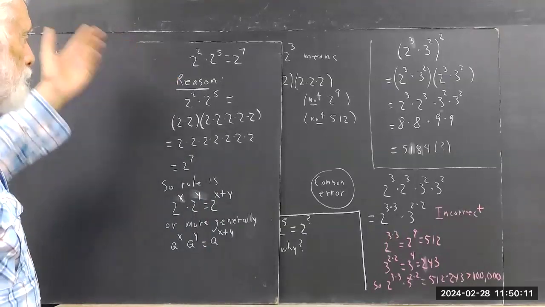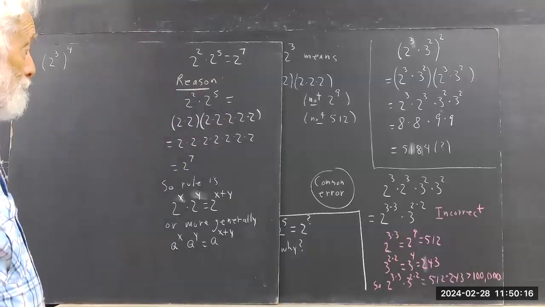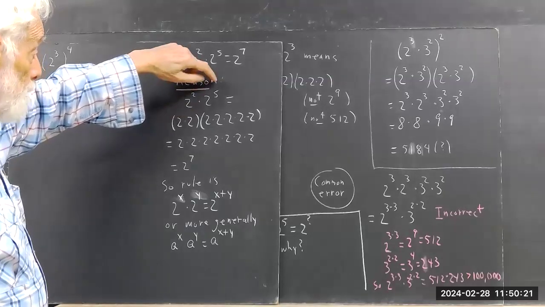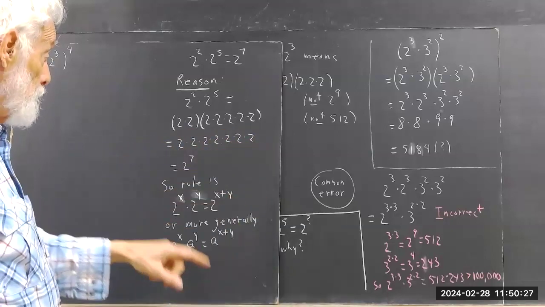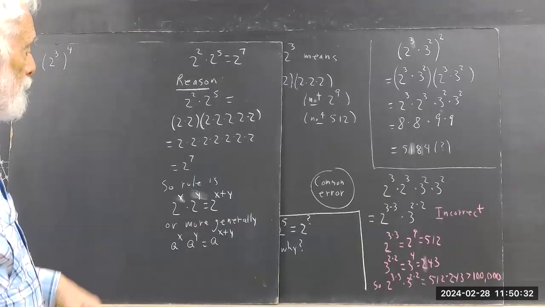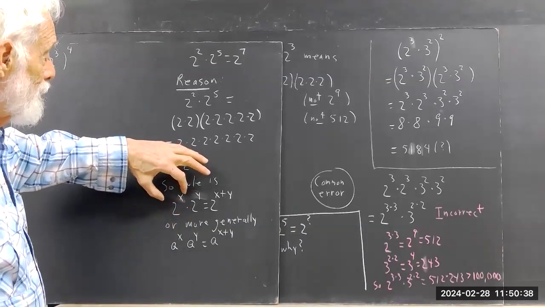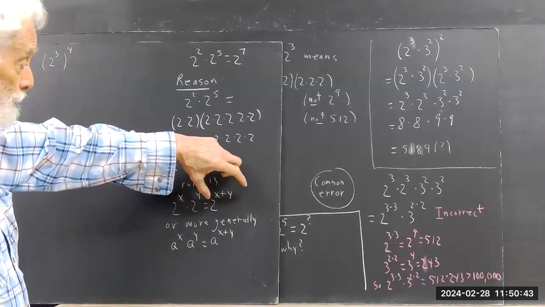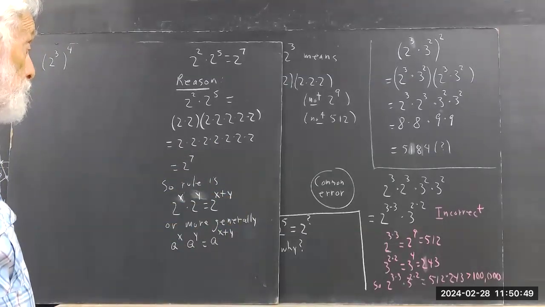When I asked for the reason, about half the class wrote this, and that's exactly the reason. You've got two to the second, a couple of twos, and two to the fifth, five twos. So you have two plus five, or seven twos, all multiplied together. So the rule for twos would be two to the x times two to the y: you've got x up here, y up here, and they're all multiplied, so you get x plus y twos multiplied. Two to the x times two to the y is two to the x plus y.